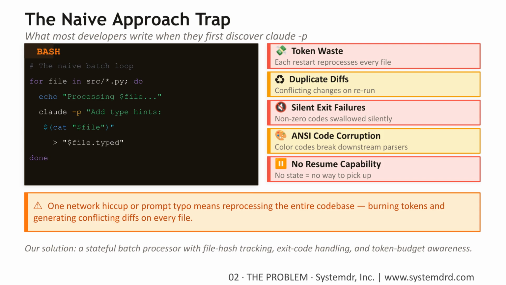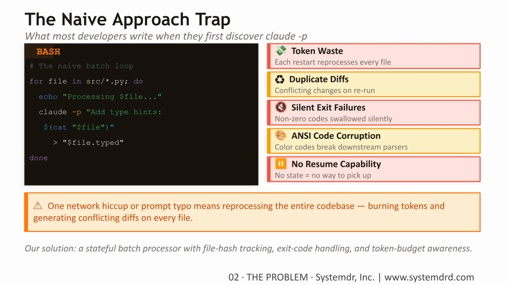Silent exit failures. When claude -p encounters a rate limit, authentication error, or network timeout, it exits with code 1. A bare bash for loop does not check the exit code and happily continues, storing whatever partial or empty output exists in the .typed file. You will not discover this until you try to use that file.